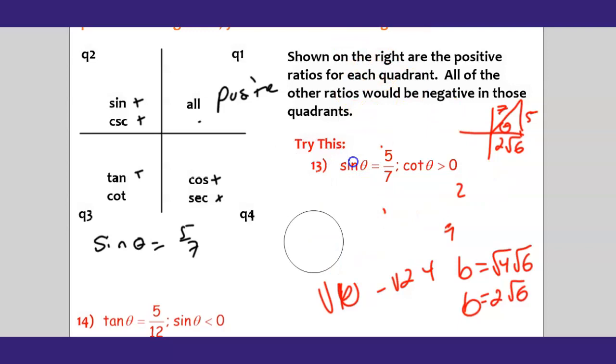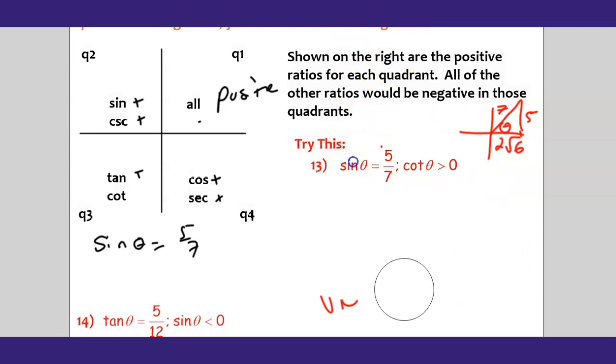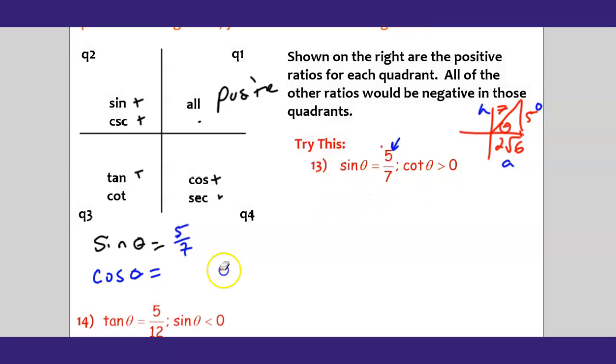So now that we have the triangle set up, guys, solving this is just like what we did earlier. We know what sine is. Sine is 5 over 7. Cosine: let's label our parts again. This is opposite, adjacent, and hypotenuse, right? Hypotenuse, that's our y value, opposite. So anyway, cosine would be 2 radical 6 over 7.